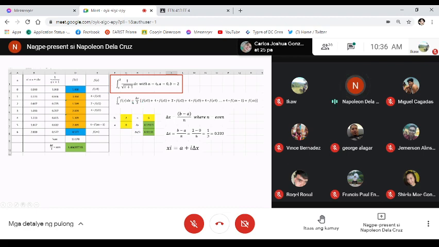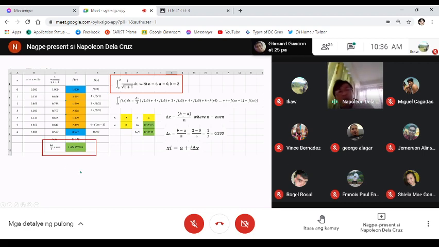13.178. And we need to multiply the sum of these by delta x over 3. Delta x over 3. The sum of this, we need to multiply that by delta x over 3. That is why. Delta x over 3 multiplied by the sum. So delta x over 3 multiplied by this, and that will be now 1.464. That will be the answer. Okay? That will be the answer.